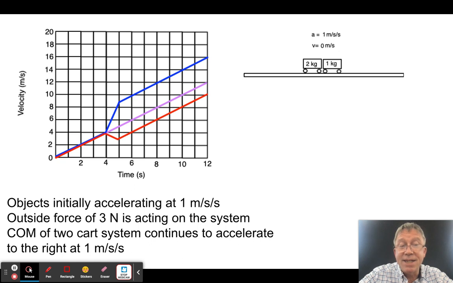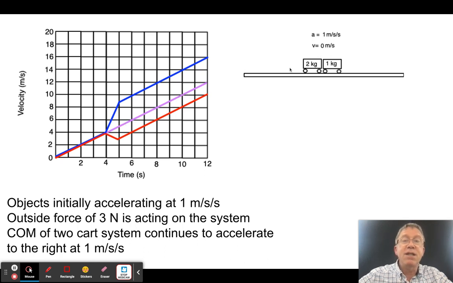But what if there is an external force? When there is an external force, we get something like this. I can use velocity divided by time to see that I increase by 4 meters per second in 4 seconds, so I'm accelerating at 1 meter per second squared. There is an external force acting on the system, otherwise it would not be accelerating. The purple line is the center of mass of the system. Before they separated, their center of mass was moving at an accelerated rate of 1 meter per second squared, and it's going to continue to do that.